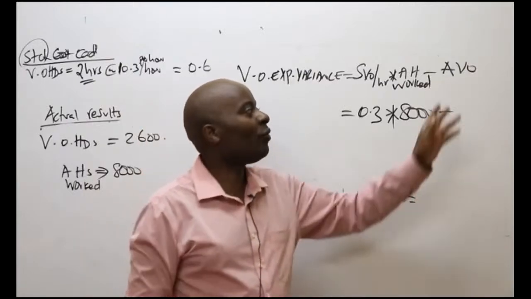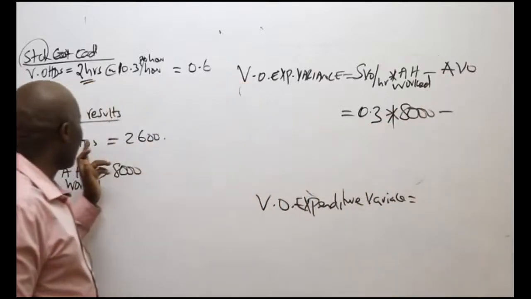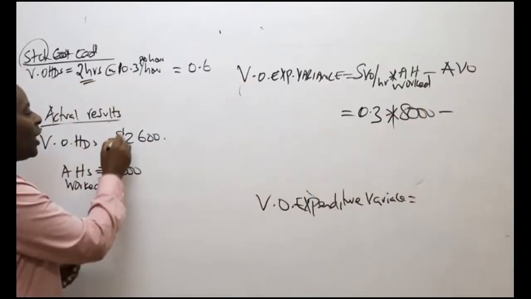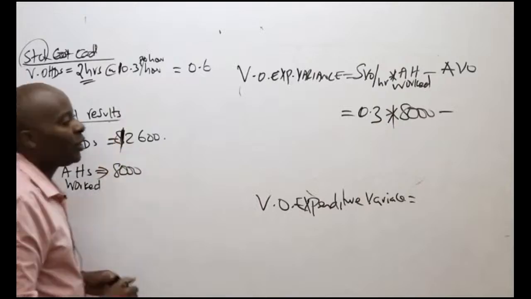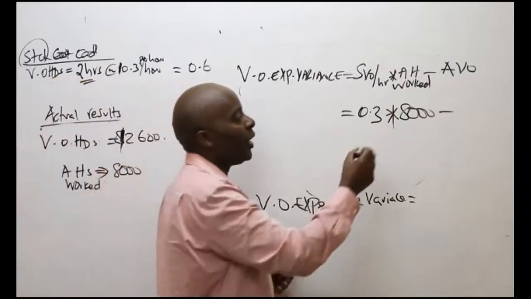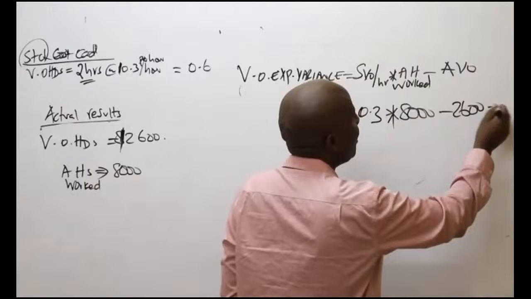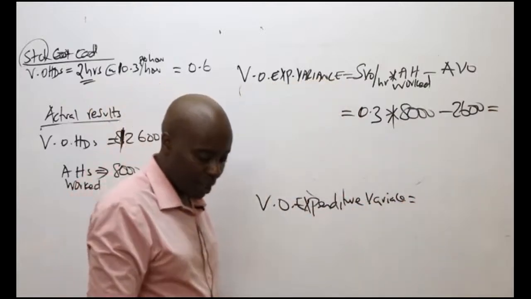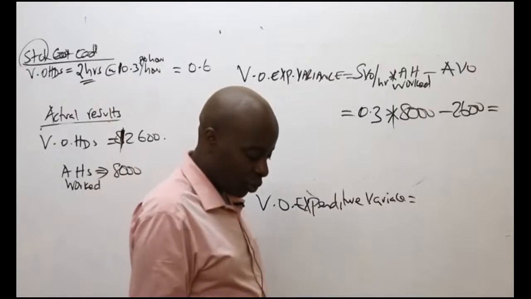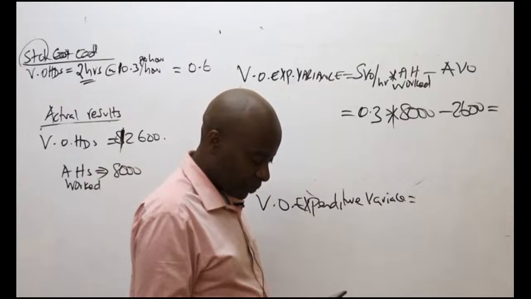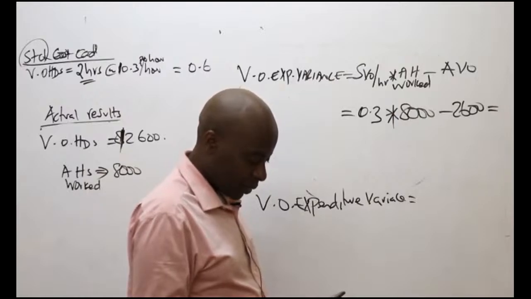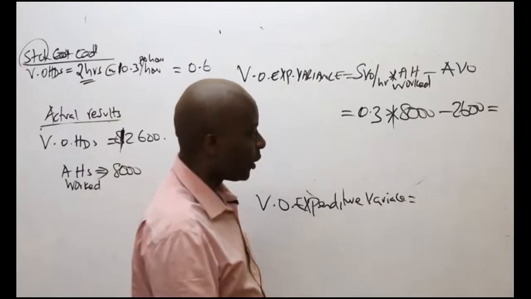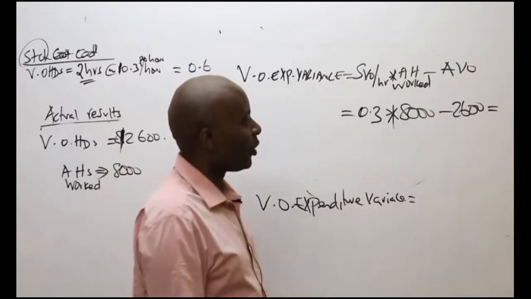So actual variable overheads, ladies and gentlemen, we have this dollars here. Go to the actual variable overheads. You will be able to see the dollars 2,600. Actual overheads here were 2,600. Please give us a figure. Actual variable overheads, you'll be able to see 2,600.